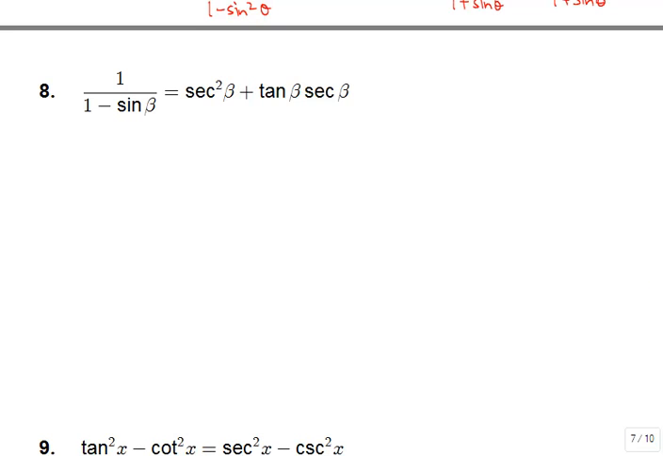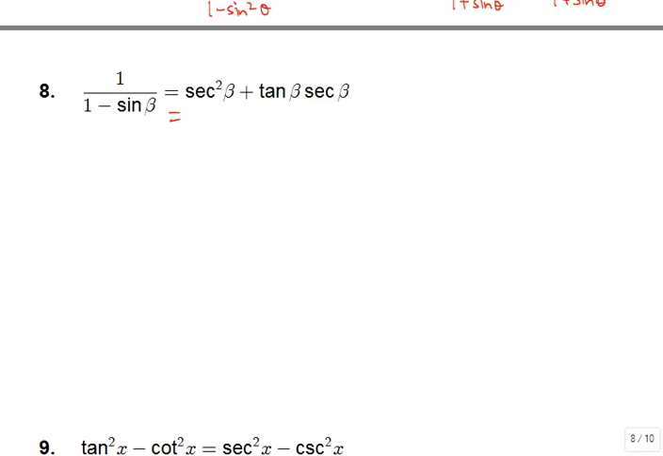Alright, next example. Here's what we've got. We've got a lot of stuff to work with on the right and not a whole lot to work with on the left. So I'm going to work with the stuff on the right. And I am going to go ahead and sort of do what we did in the last problem. And I'm just going to go ahead and replace all these secants and tangents with sines and cosines because that's all I see over here on the left side.